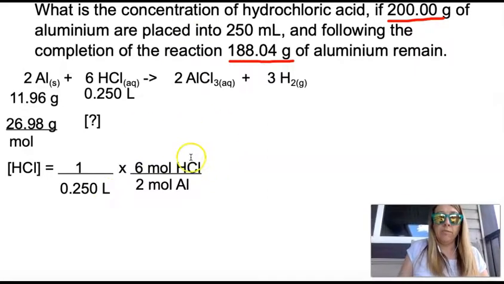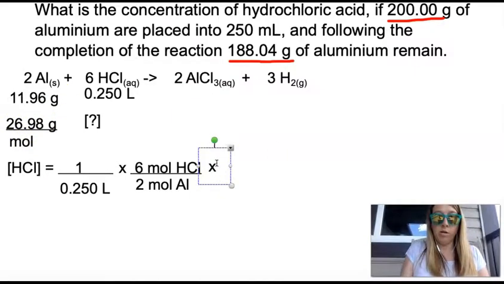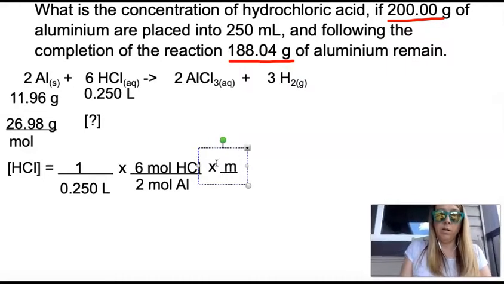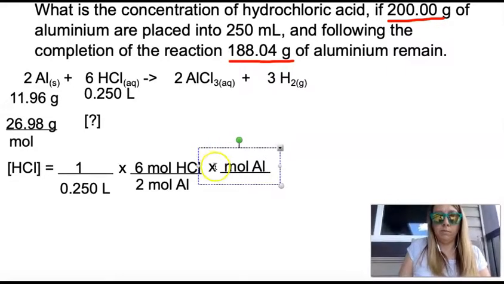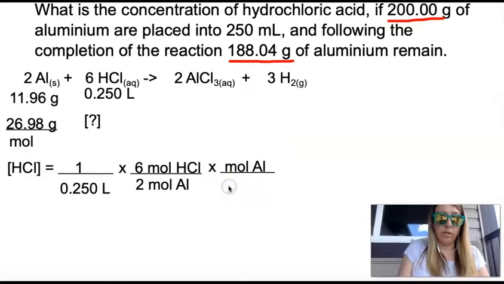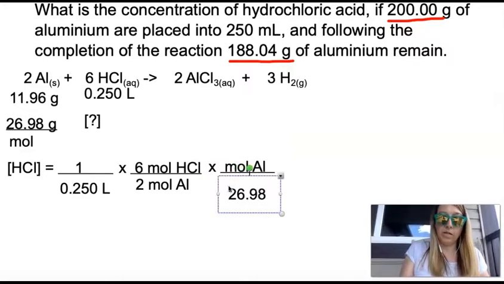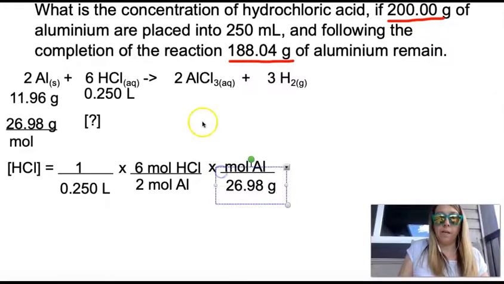Okay, so now I've placed the moles of HCl, I've placed the liters, it's just a matter of getting rid of everything else. We need to get rid of moles of aluminum. We look at aluminum, the molar mass has moles of aluminum. We are going to have to flip it over though, so that it's on the top, so we're going to do times moles of aluminum, and that is going to be over that 26.98 grams. Okay, so from there, we have now just canceled out moles of aluminum.